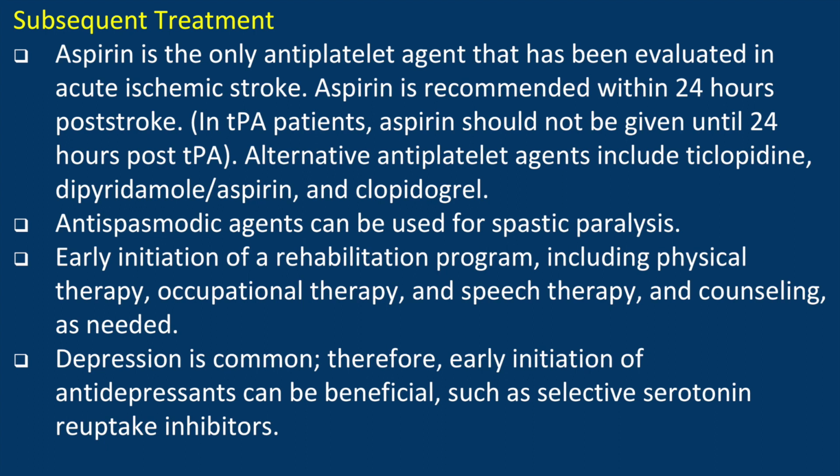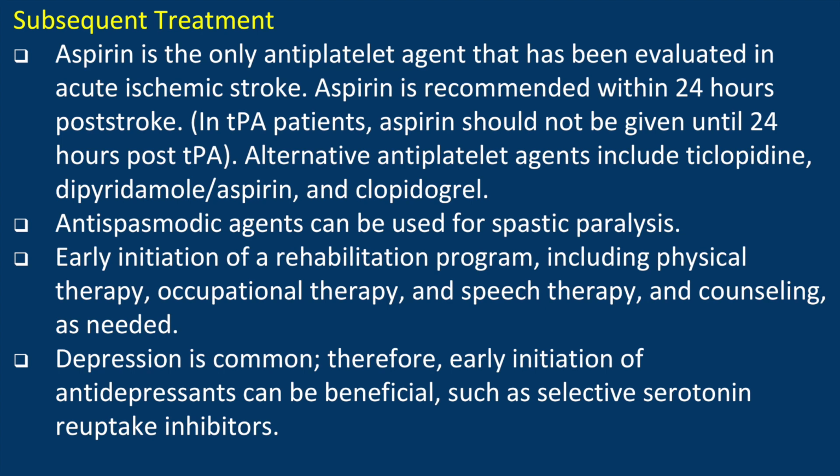Subsequent treatment includes aspirin. Aspirin is the only antiplatelet agent that has been evaluated in acute ischemic stroke. Aspirin is recommended within 24 hours post-stroke. In TPA patients, aspirin should not be given until 24 hours post-TPA. Alternative antiplatelet agents include ticlopidine, dipyridamole or aspirin, and clopidogrel.